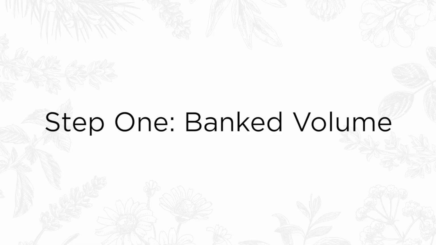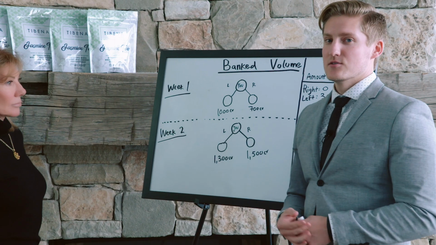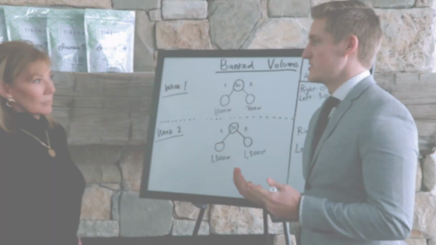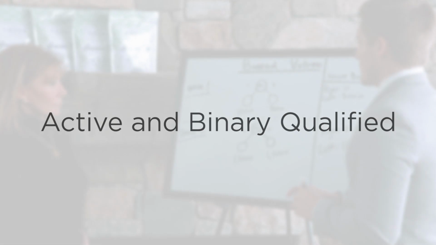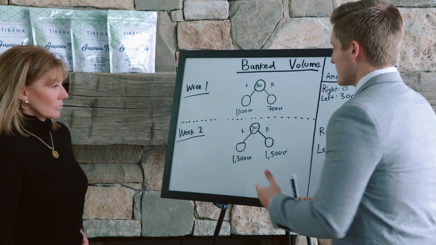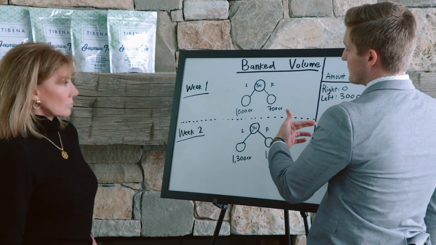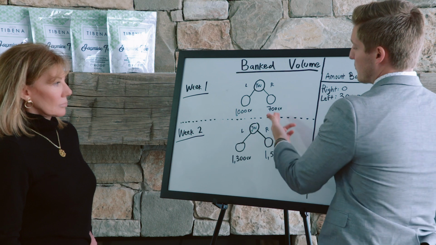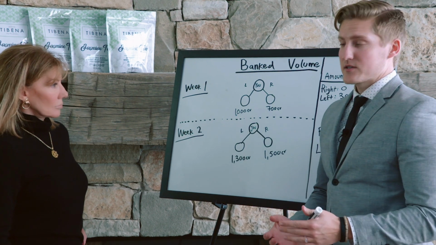Step one, we're going to speak about banked volume. Banked volume ties into binary pay, as well as that big keyword we've been using, which is active and binary qualified. So when you're looking into binary pay, every week we have a leg with more volume and a leg with less volume, and we're paid out on the leg with lesser volume. That's how binary pay works.